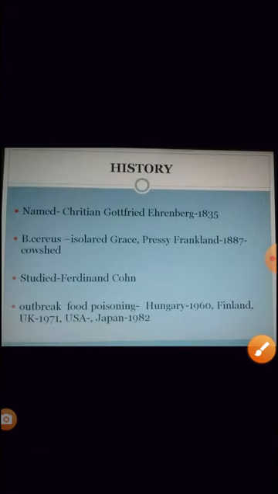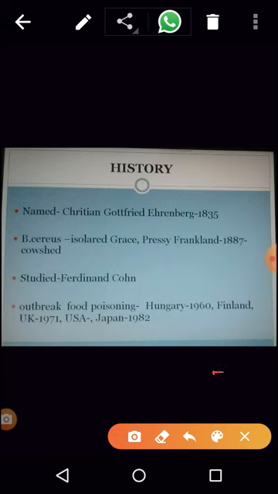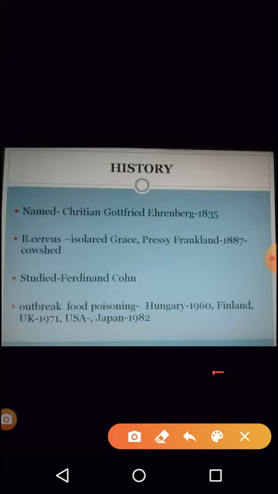Now let's see about the history of this organism. It was first named by Christian Gottfried Ehrenberg in 1835. This organism, Bacillus cereus, was first isolated by Grace and Plessy Franklin in the year 1887, and it was isolated from a cowshed. Then it was studied and explained by a person called Ferdinand Cohn. There were several outbreaks of food poisoning due to this organism in Hungary, Finland, UK, USA, Japan, etc.